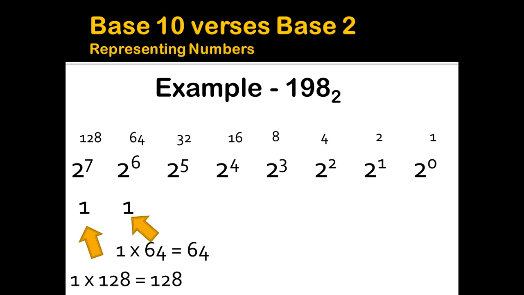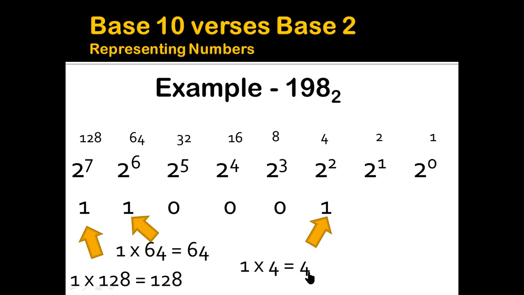So we had 70 minus 64. We still have 6 to go. We're at 192 and we want 198. So if we put a 1 here, 32 is too much. If we put a 1 here, 16, that's too much. So we put a 0 there. If we put a 1 here, 8, that's too much. We want 6. So we put a 0 there. Now here, 4, and we want 6. So let's put a 1 there.